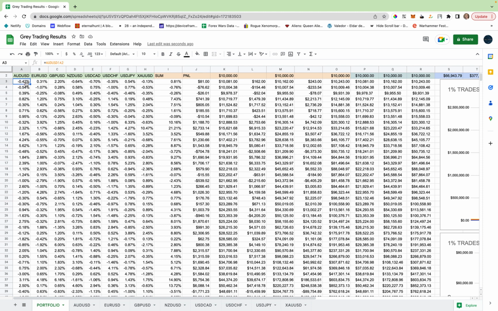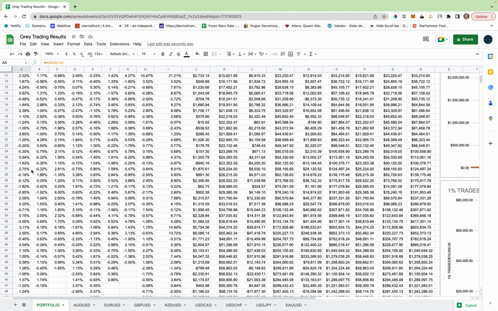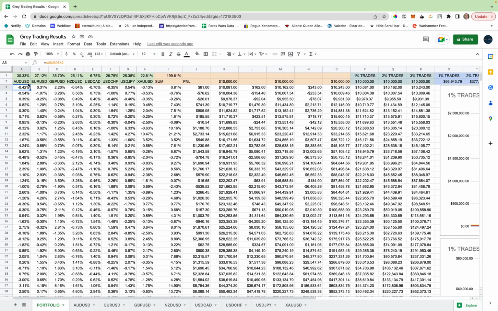So here we have plotted out each trade by trade, for the different currencies. At the top, you'll see how much percentage each currency did. Each currency, including commodity gold, did give a positive result. We had a variance between 35% and 6%.